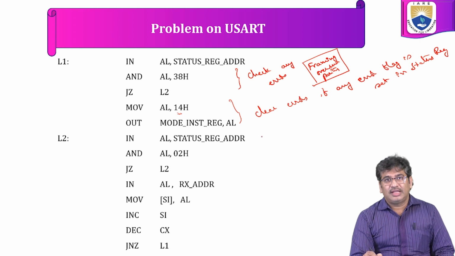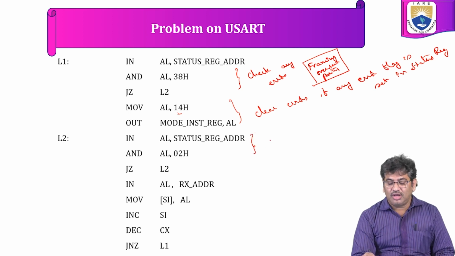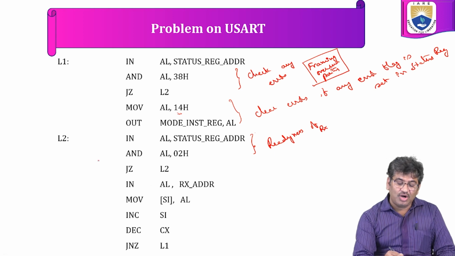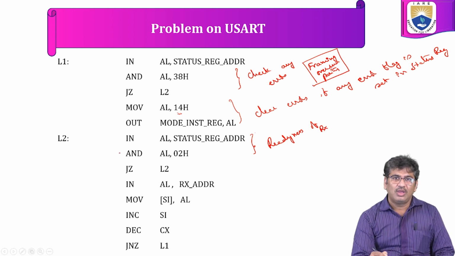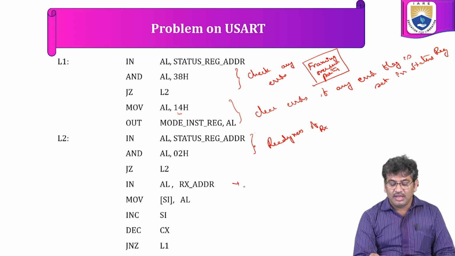Next, for checking the readiness of the receiver, we are going to read the status register and AND AL, 02H. These are for checking the readiness of the receiver. If the receiver is not ready, it will loop into loop 2. Once the receiver is ready, then we can receive the data. Receive the data into the AL register, which we are going to load into memory, copy to memory.